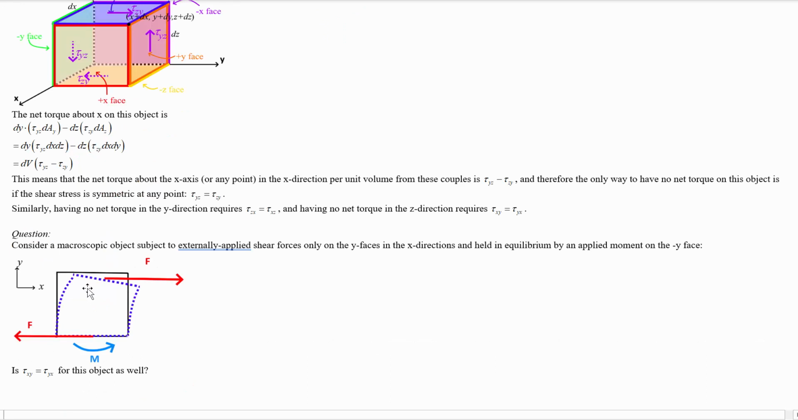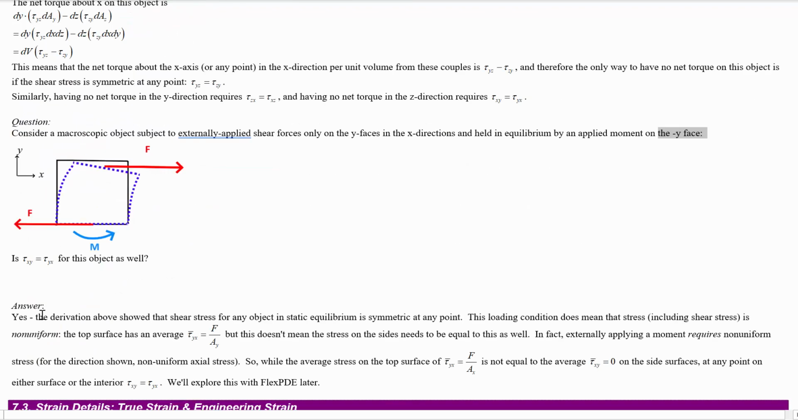Review question for you. Let's suppose we have this macroscopic object and it's subject to an externally applied shear force on the top surface and the bottom's fixed. So we're going to have a reaction shear force and a reaction moment to hold it still on the negative y face. Is the stress symmetric for this object as well? It is, but it's not uniform. So the stress on the top surface is not the same as the stress on the side surface, but at any point, tau xy is equal to tau yx.